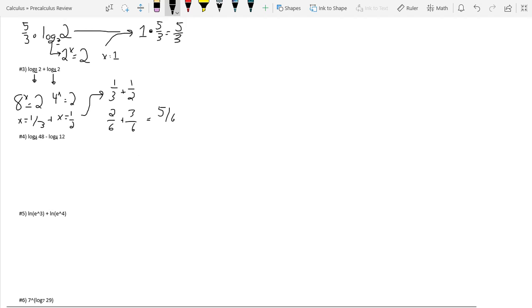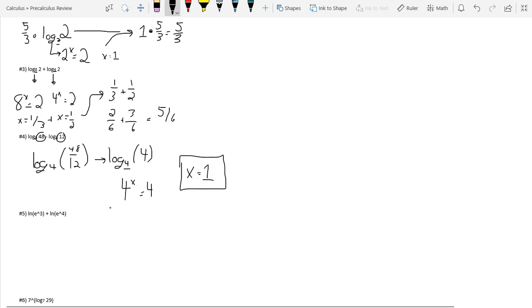For number 4, I have log base 4 of 48 minus log base 4 of 12. I can use a law of logarithms called the quotient rule. My bases are the same, so I'm just dividing 48 by 12 and converting that to exponential form. So I have log base 4 of 48 divided by 12, and I'll simplify what's in my parentheses. Log base 4 of 4. This is my base of the exponent, so 4 raised to the x equals 4, and x equals 1. So for number 4, my answer is x equals 1.